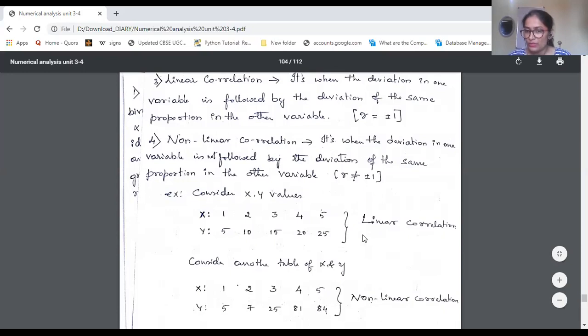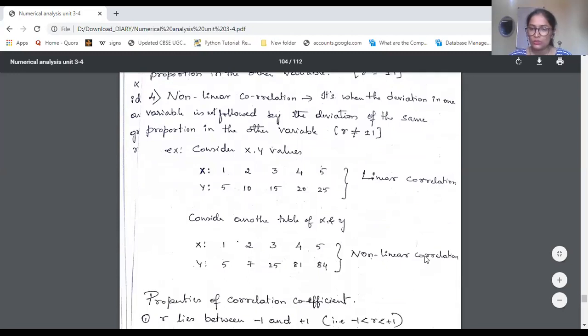Why do we call it linear? If we plot these values of x and y on a graph, we will get a straight line like this, and that's why we call it linear correlation. Then we have non-linear correlation. It's very simple to understand.